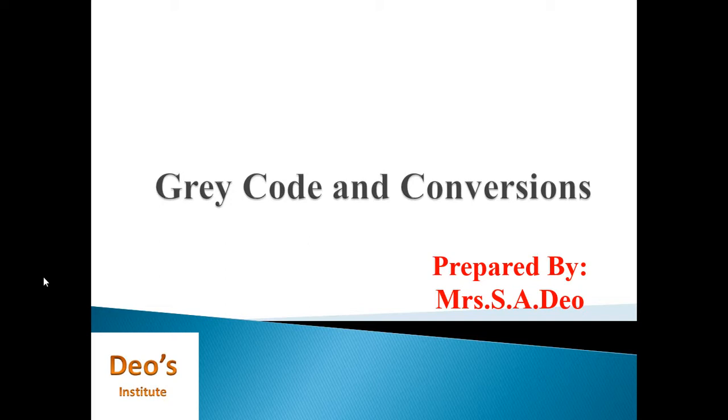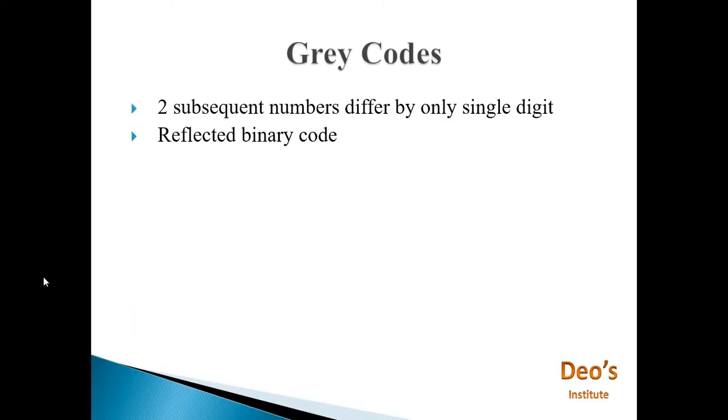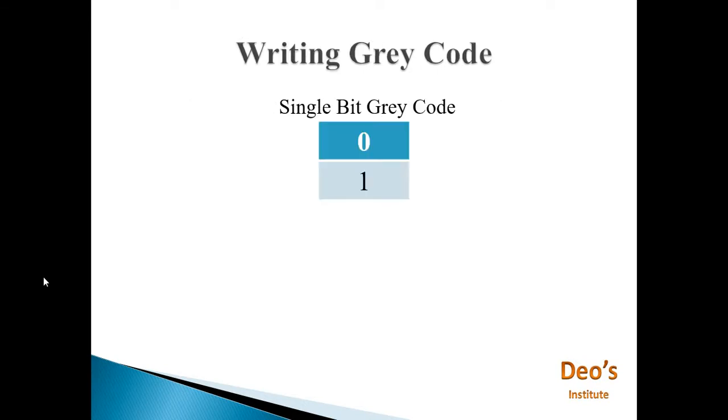Today I am going to talk about gray code and its conversion. Gray codes are the codes where two subsequent numbers differ by only a single digit. They are also called reflected binary code. First, we will see how to write gray codes, and then we'll see its conversion into binary code and conversion of binary code into gray code.